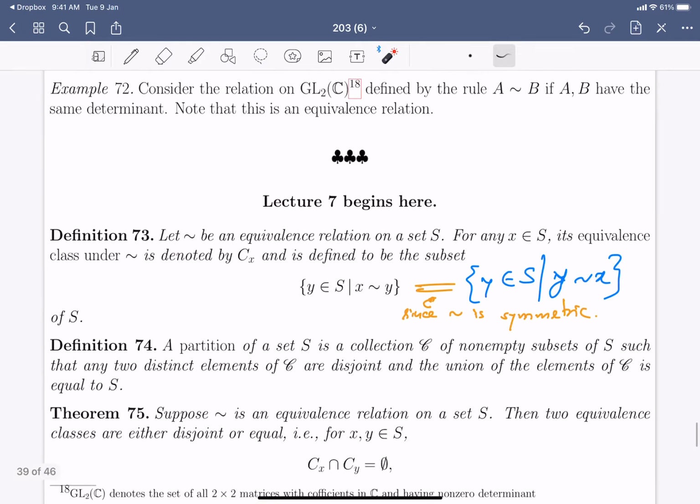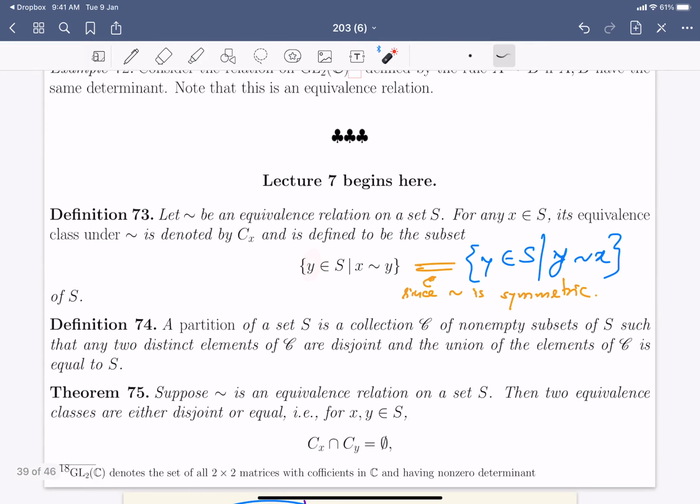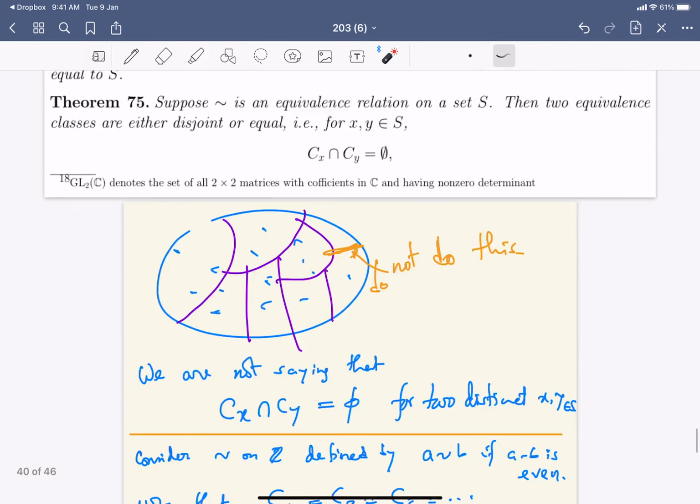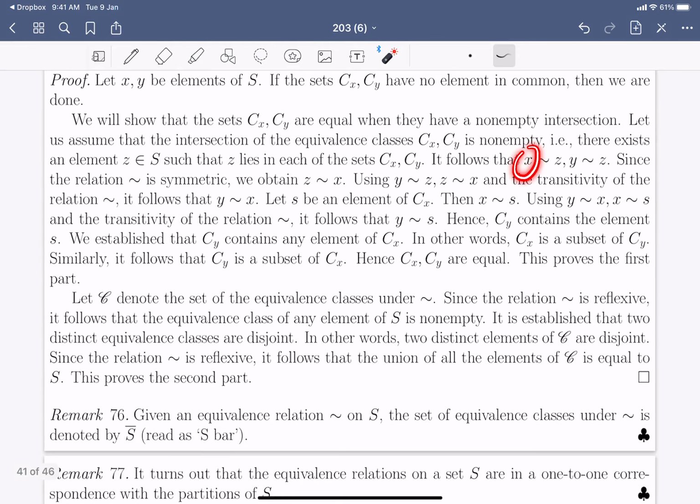So x has to be related to an element, so this x has to be related to the element z, and again this y has to be related to that element z. And now you use the fact that tilde is symmetric to obtain that z is related to x. And now you know that y is related to z. From here, you also know that z is related to y, and you use the transitivity of the relation tilde. Okay, so then we know from these two that y is related to x.